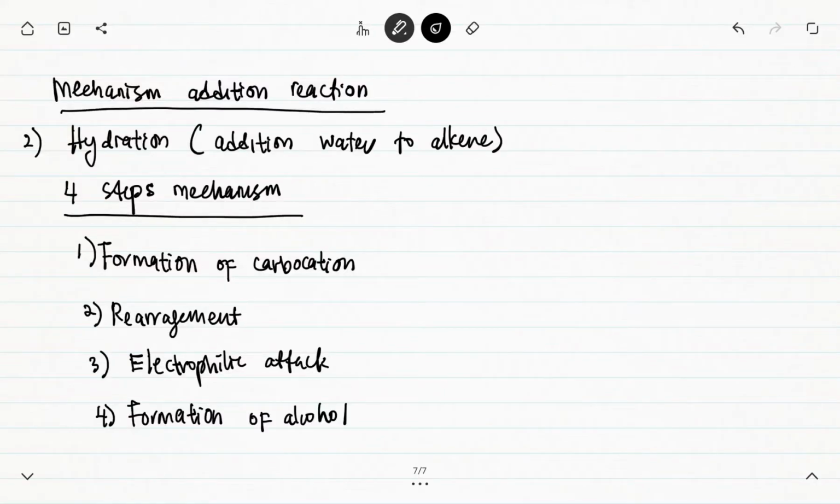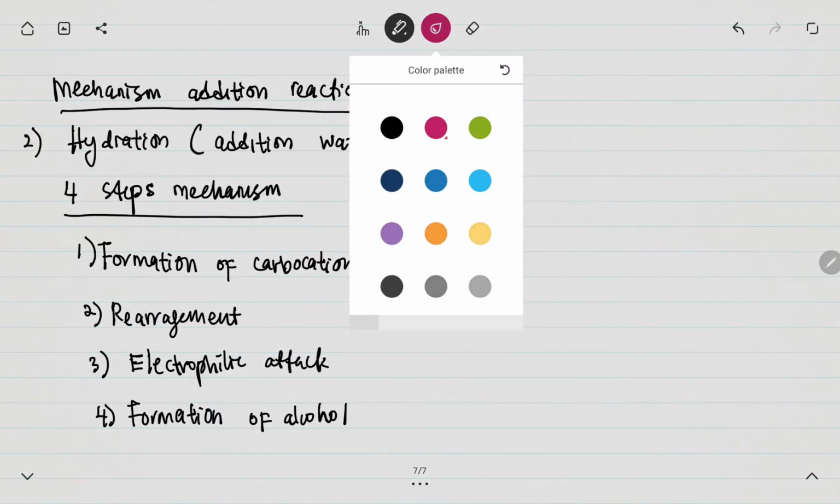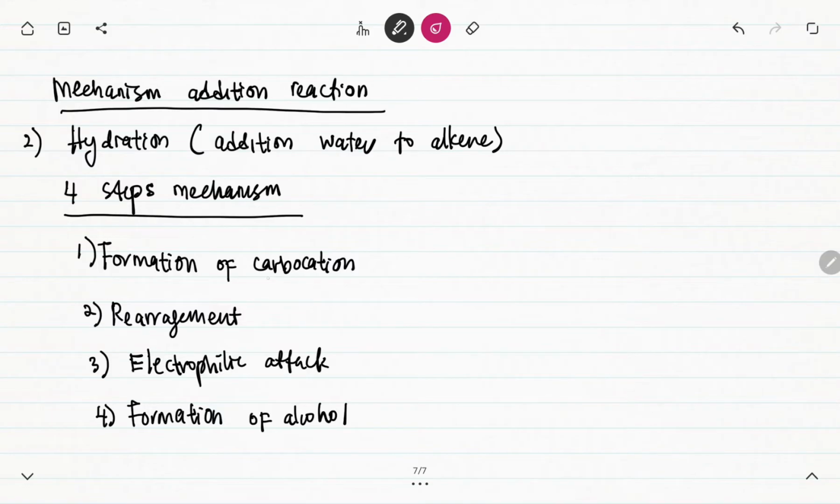We focus on the mechanism in addition reaction part 2. Based on the second reaction, we can call it a hydration. In the hydration we have 4 steps. First, formation of carbocation, then rearrangement to identify the most stable carbocation, then electrophilic. So I suggest this is similar to the mechanism before. Next is nucleophilic attack, and lastly the formation of the final product alcohol, the addition of a hydroxyl group.